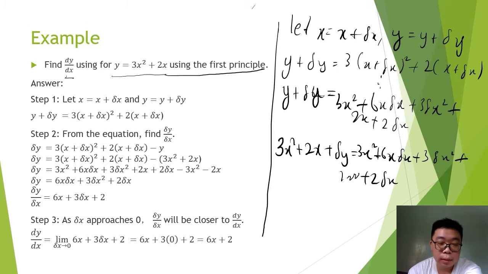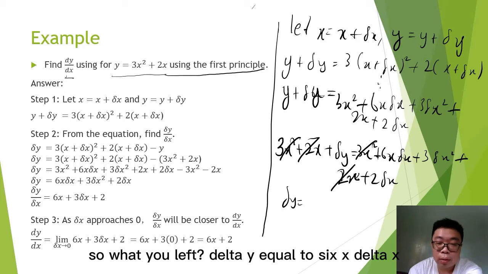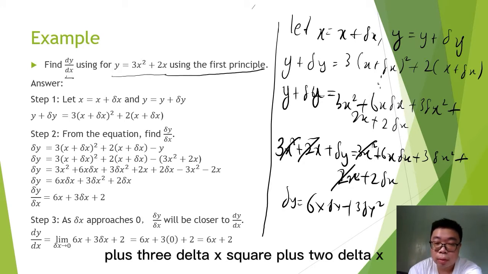You have all this, and then you will start to find delta y over delta x. So you have 3x squared, 2x, you have 2x. So what you are left with is delta y equal to 6x delta x plus 3 delta x squared plus 2 delta x.